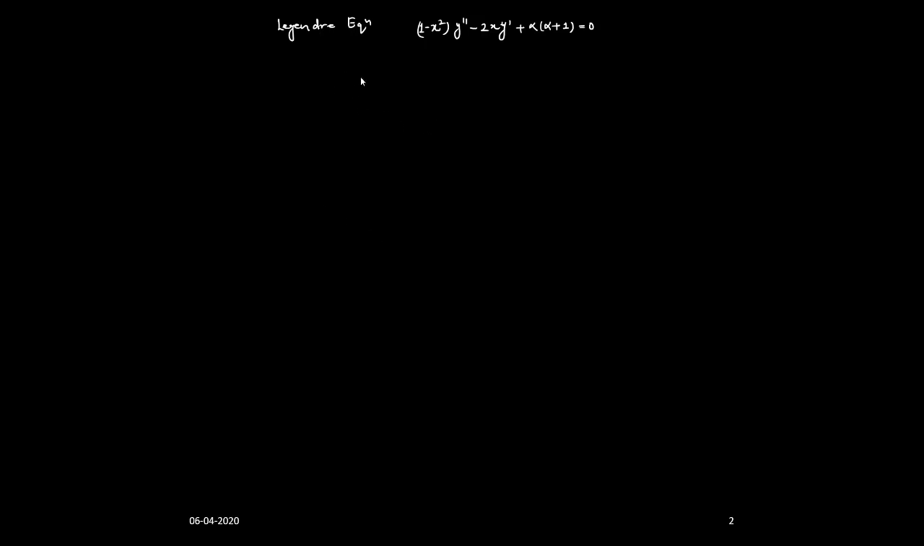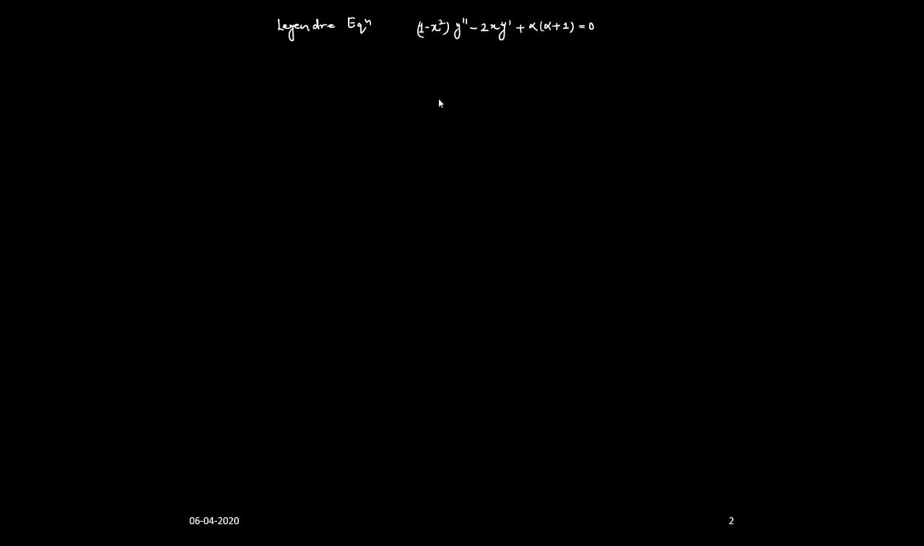In this lecture, we are going to study Legendre polynomials and Rodrigue's formula. In the previous lecture, we found the solution of the Legendre equation. This was the Legendre equation: (1 minus x square) y double dash minus 2x y dash plus alpha (alpha plus 1) y equals 0. And we have already found the solution of this equation.